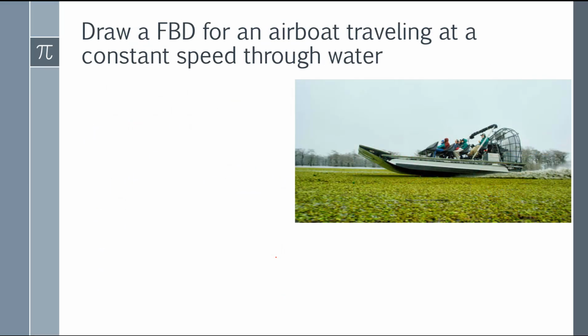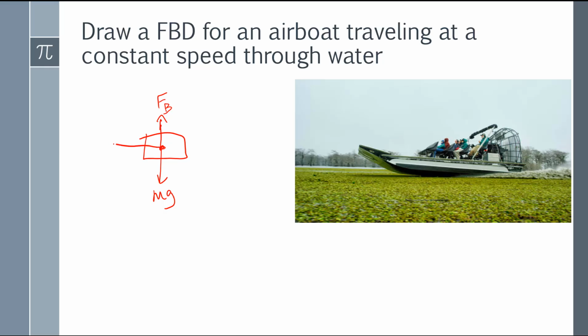What's the free body diagram for an airboat traveling at a constant speed through water? Well, this is an airboat. An airboat involves a propeller. So what are the forces acting on my airboat? Well, it's floating at a constant speed. We know gravity is always acting, so I'm going to do a downward force of gravity. What's canceling out gravity? It's not the normal force. It is buoyancy, so I'll call it FB.